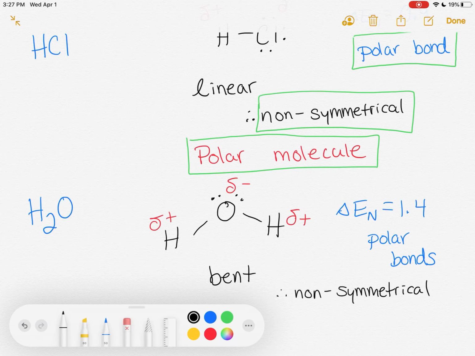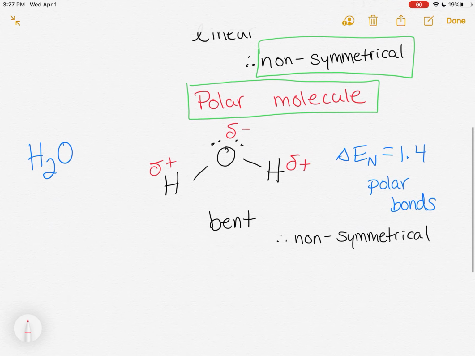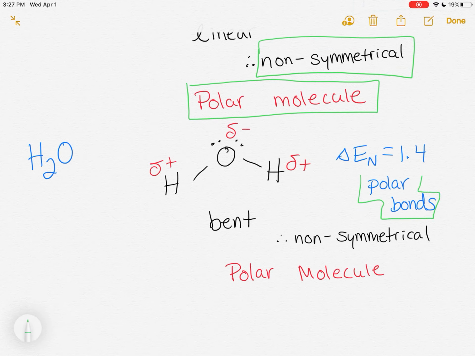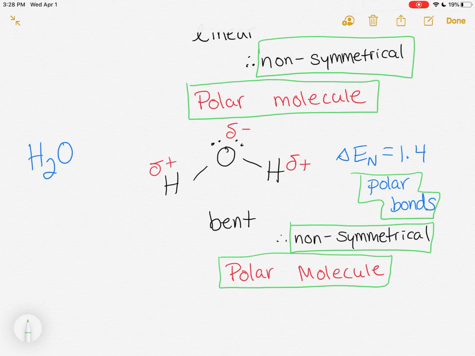So since we're dealing with polar bonds but a non-symmetrical shape, again here with water, we're dealing with a polar molecule. So again, we had our polar bonds, but we had a non-symmetrical shape. So we're dealing with a polar molecule in the case of H2O.